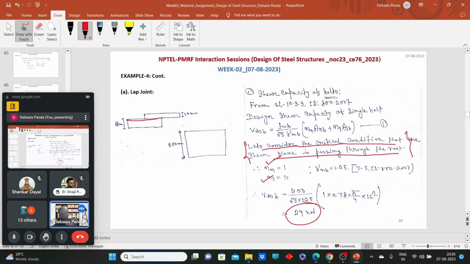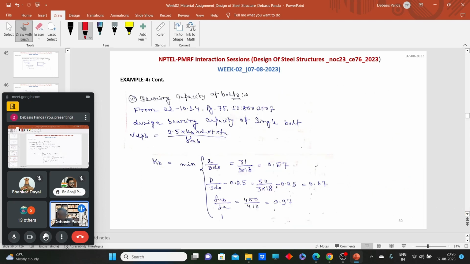We have to calculate the bearing capacity also. Now quickly calculate the bearing capacity. What will be the bearing capacity? So by this formula we can calculate the bearing capacity. Here we don't have the edge distances, end distances and pitch distances. So what we have to do here? We have to consider the minimum, whatever our code says.